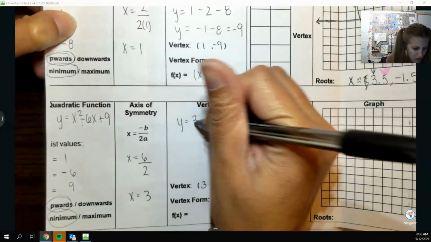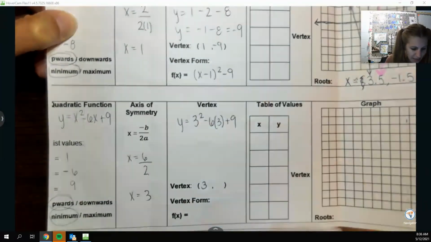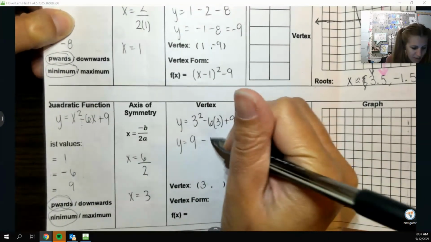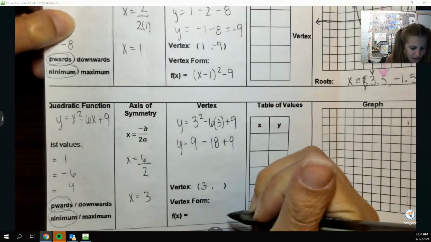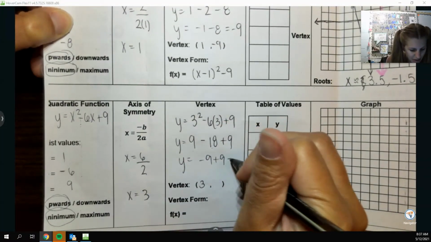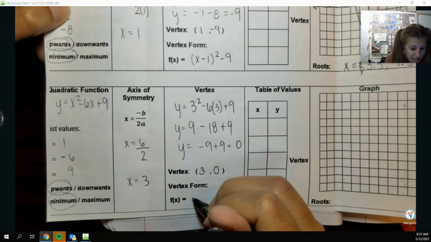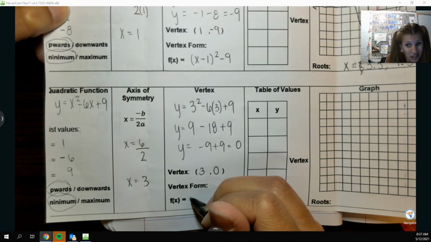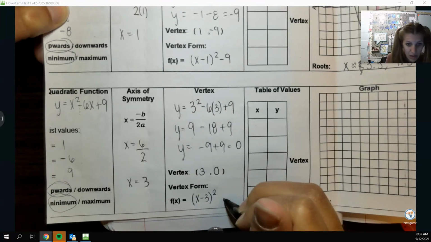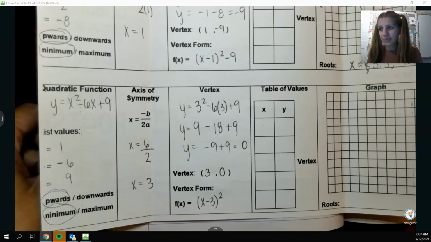So y equals 3 squared minus 6 times 3 plus 9. So 3 squared is 9 minus 18 plus 9. Oh, dang. This is going to be negative 9 plus 9, that's 0. So the vertex is at 3, 0. So when I write this in vertex form, because the slope is 1, I don't really need to put the 1 out front. We'll have x minus 3 squared plus 0. Not so into the table of values, we're going to skip that.